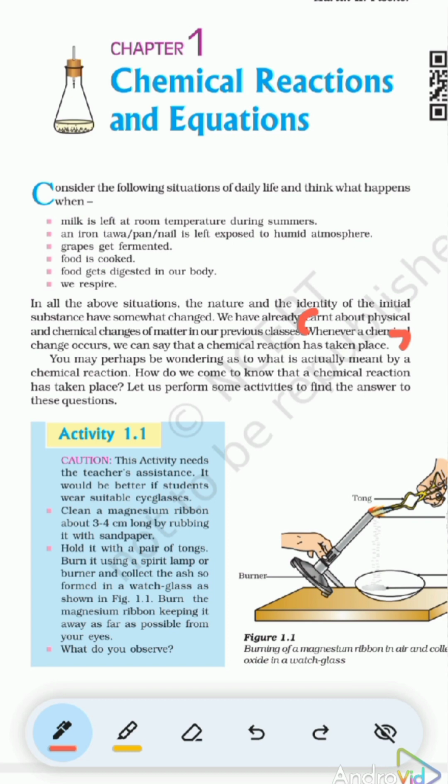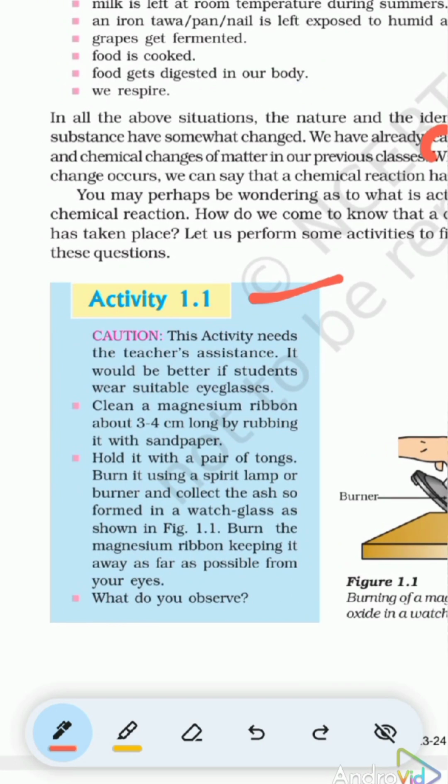So how can we tell whether a chemical reaction has taken place or not? For that understanding of the concept, we are going to perform some activities and find out the answers to these questions. The first activity is Activity 1.1. While performing this activity, care should be taken as it needs the teacher's assistance. It would be better if students wear suitable eyeglasses.